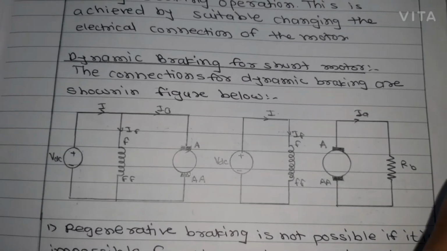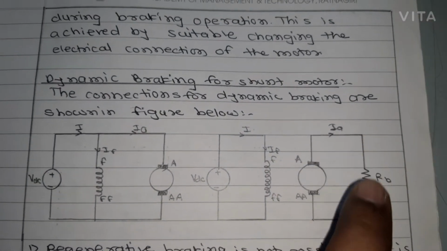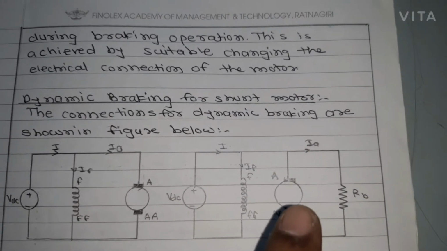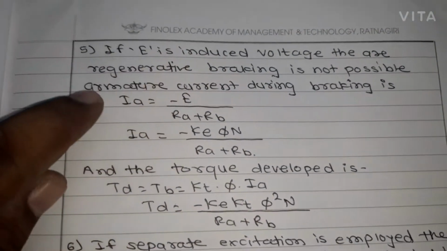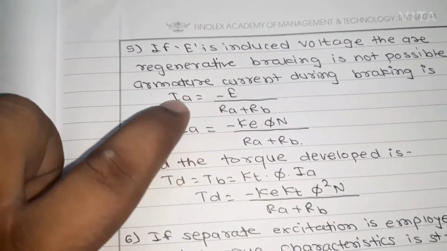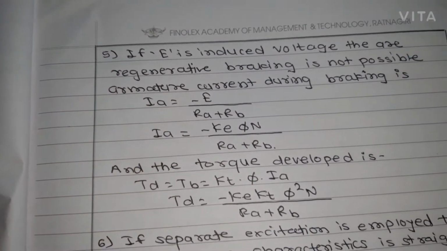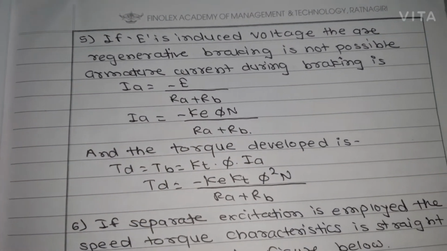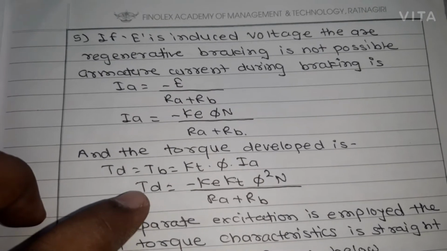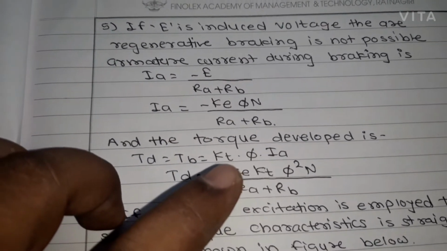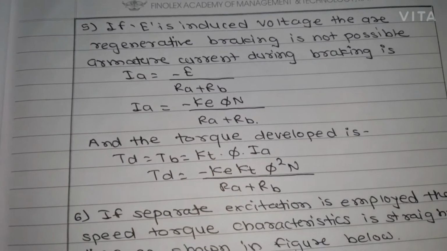How can we calculate the braking current? Just a simple circuit here: E divided by the total resistance in this circuit, that is E divided by RA plus RB. The braking current is given here, and the negative sign is given because the direction of current will be negative. When we replace E, it is Ke phi n divided by RA plus RB. To calculate braking torque, torque and current are proportional, therefore I into Kt into phi will be the braking torque.